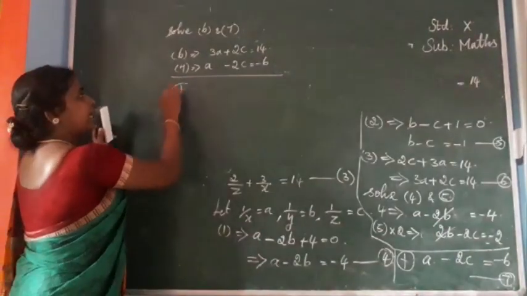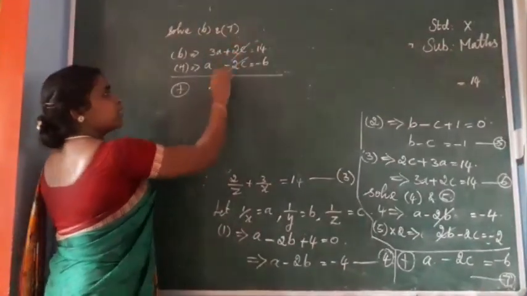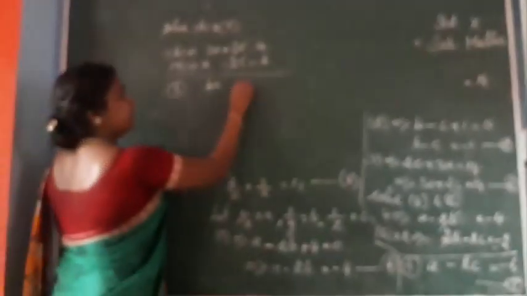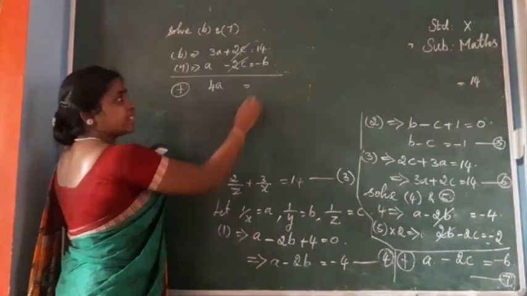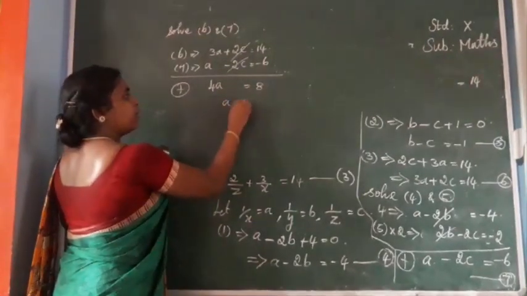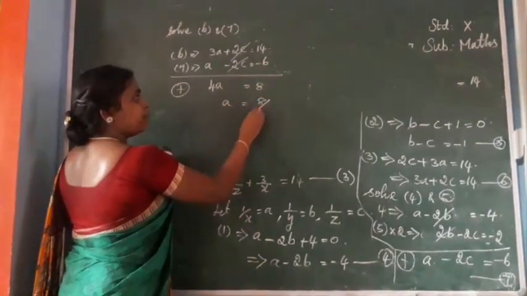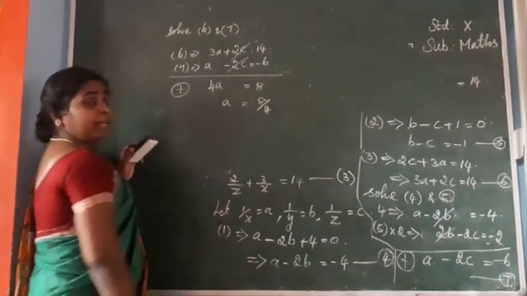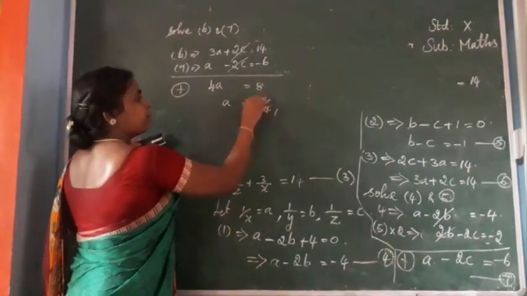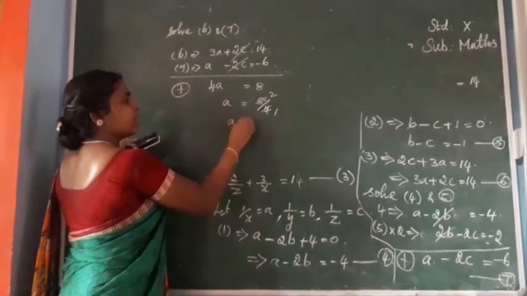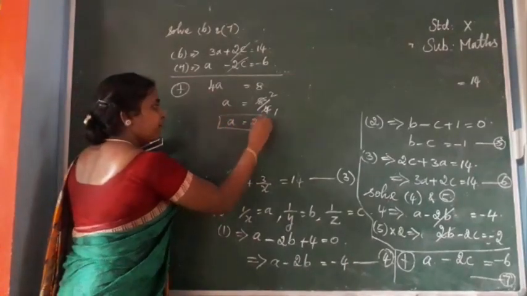So I am going to add these. 3A plus A is 4A, and 2C minus 2C cancel. Remaining 14 minus 6 is 8. So A equal to 8 divided by 4, it is the same denominator. 1 4 is 4, 2 4s are 8. So A equal to 2. We got the value of A.